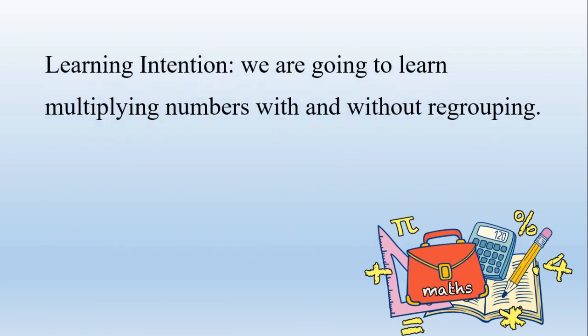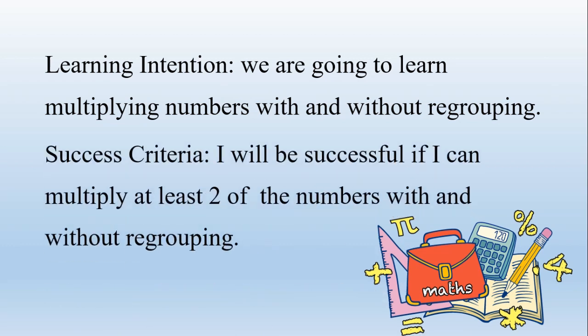First, I would like to share the learning intention and the success criteria of this lesson with you. Today we are going to learn multiplying numbers with and without regrouping. And the success criteria is: I will be successful if I can multiply at least two of the numbers with and without regrouping. Okay, so try this.